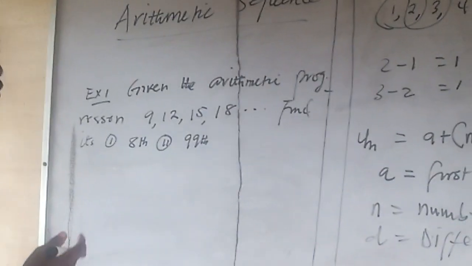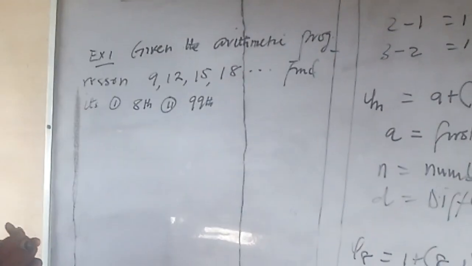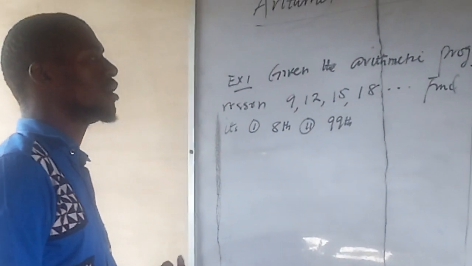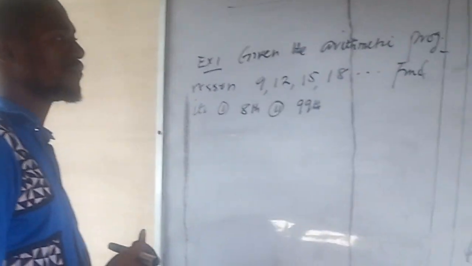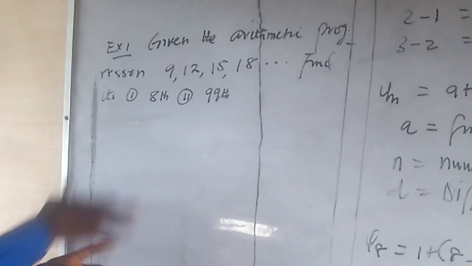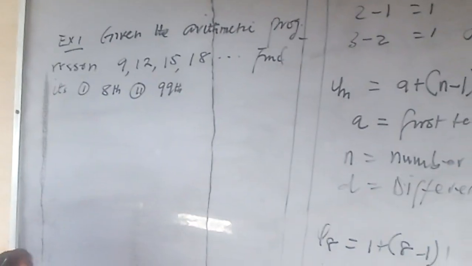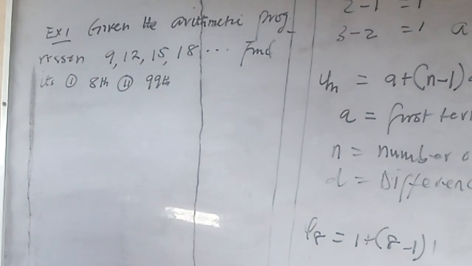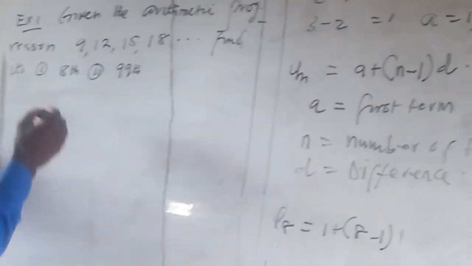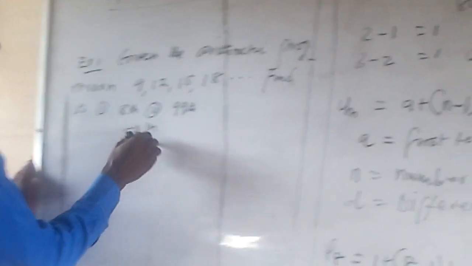Given the arithmetic progression, the sequence is 9, 12, 15, 18, and so on to infinity. The question is that we should find the 8th term.